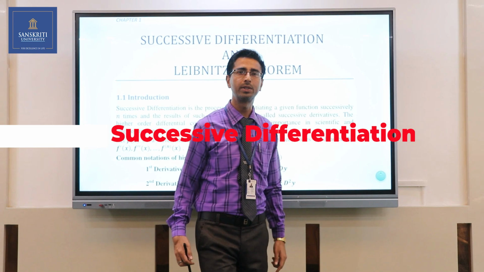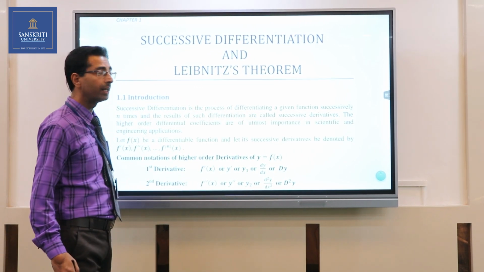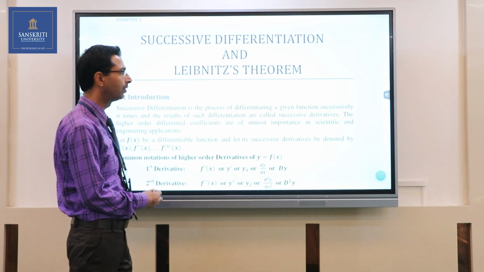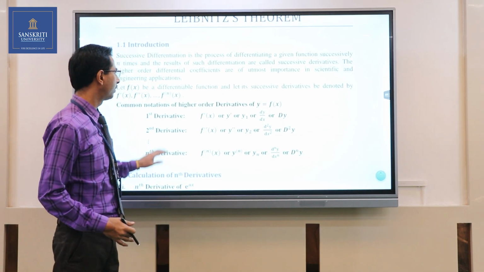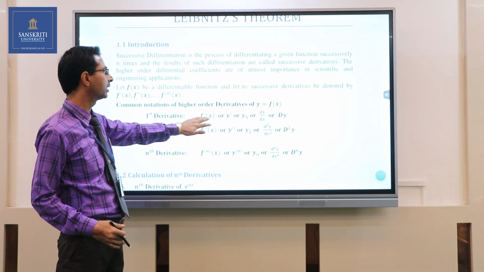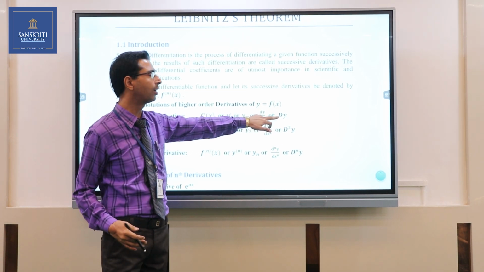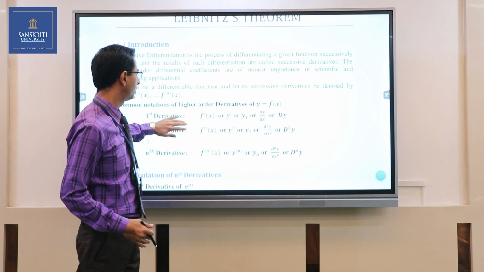Now we start my topic, successive differentiation. Differentiation again and again is called successive differentiation. The first derivative is f dash x. The notation of f dash x is equal to dy by dx. D is the operator, and that is the notation.